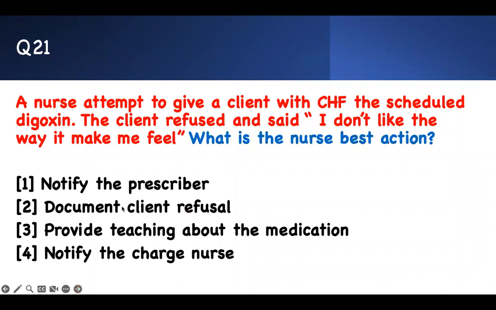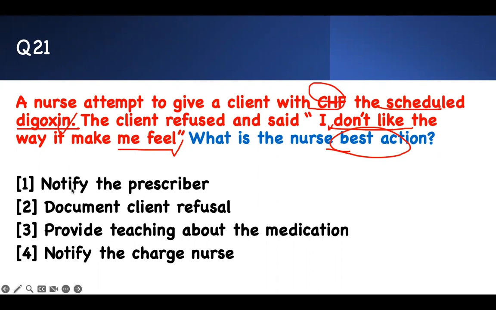Number 21. What do we have? What is the nurse's best action? A nurse attempts to give a client with CHF the scheduled digoxin, their medication. The client refuses and says, I don't like the way it makes me feel. I hate this medication. What should you do? Buzzwords. Patient is on digoxin. You try to give it to them. They say, I'm not taking it. I don't like the way it makes me feel.